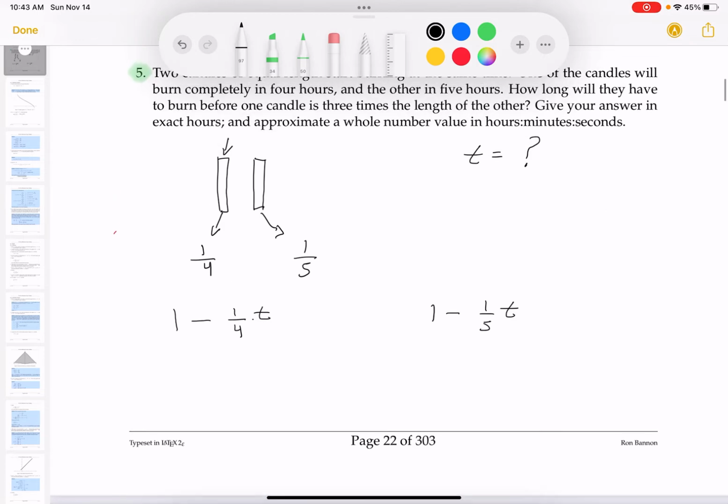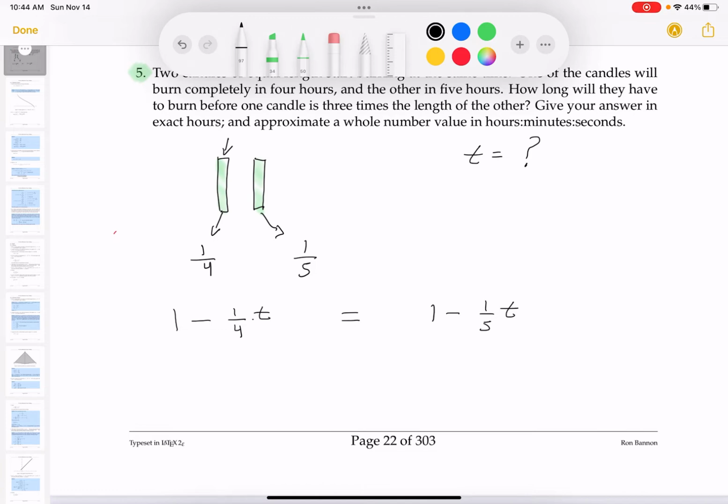They said one candle. You have to be very careful about one candle being 3 times the length of the other. This is where people get really confused. How long will it have to burn before one candle is 3 times the length of the other? This could get really confusing to students. Let me just draw a candle here, a candle there. I'm trying to get an equation now, and this is the really confusing part for a lot of students.